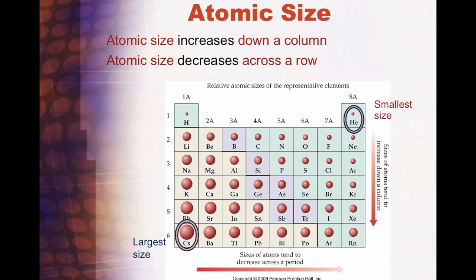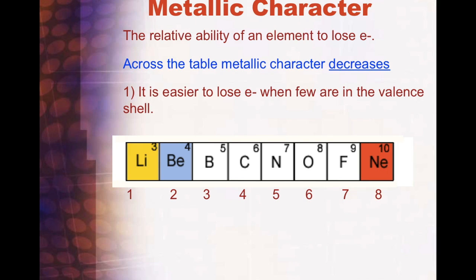This image from your book summarizes a trend in atomic size. Atomic size increases going down a column and decreases going across a row. The next trend we'll look at is metallic character, which is the relative ability of an element to lose electrons.